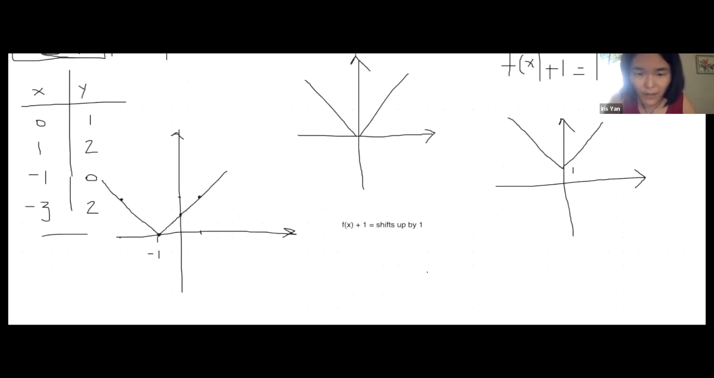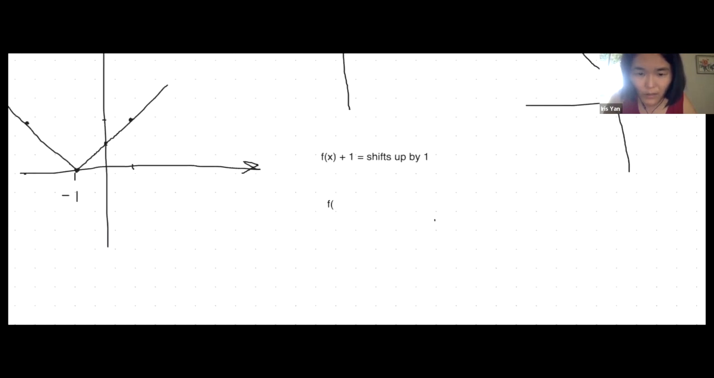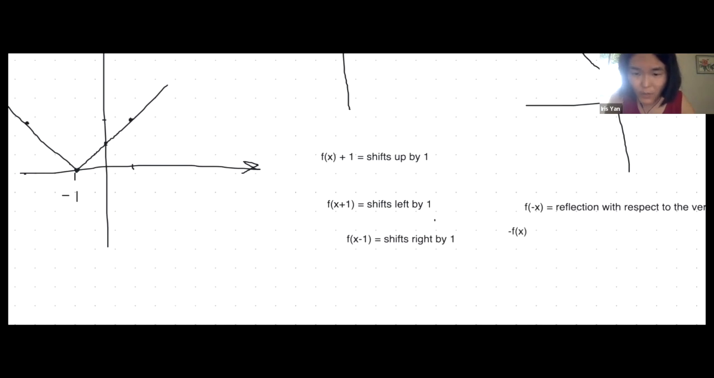F of x plus 1 inside the parentheses equals shifts left by 1. F of x minus 1 equals shifts right by 1. F of negative x equals reflection with respect to the vertical line. Negative f of x, if the negative is outside, is equal to reflection with respect to the horizontal line.